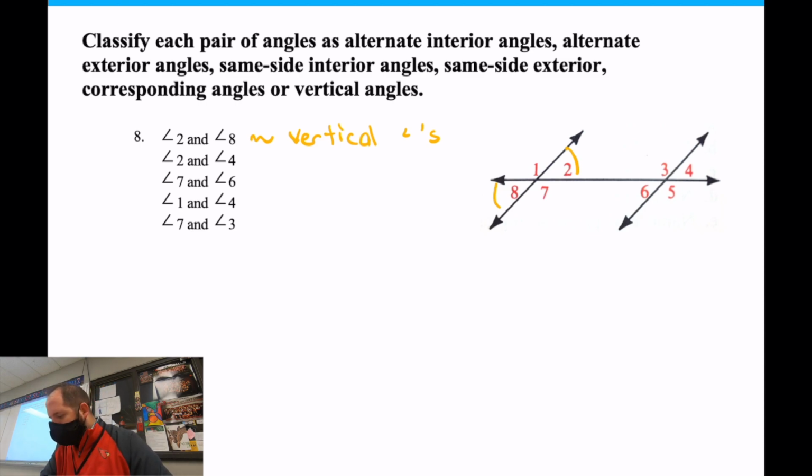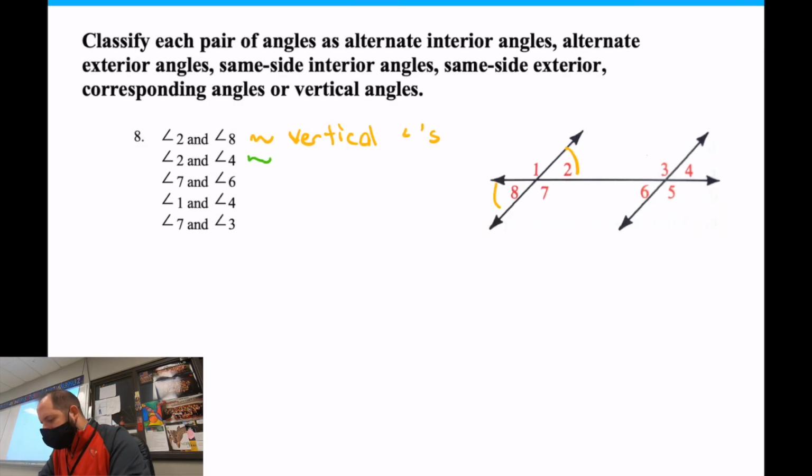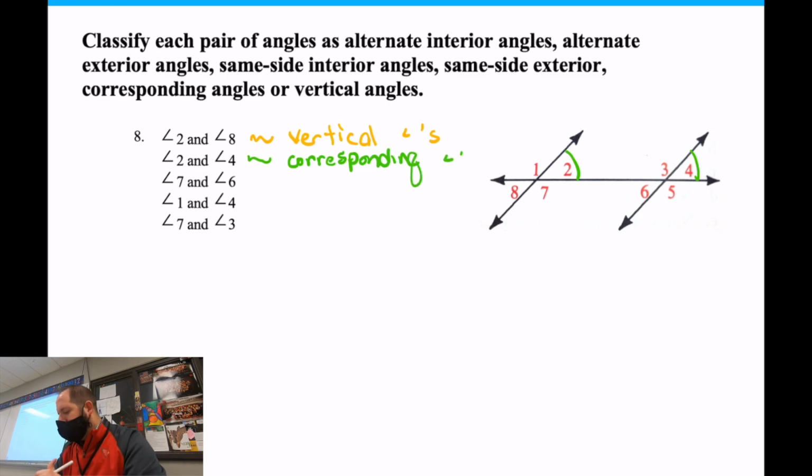All right, what about 2 and 4? Let's go to a different color here. So again, a new volunteer, please. I'm going to use the green color. 2 and 4. Okay, please. Corresponding. Yeah, that's probably the hardest one, a tough one to spot. So corresponding angles: one's inside, one's outside the 2 parallel lines. They're on the same side of the transversal. They're not adjacent. So good.